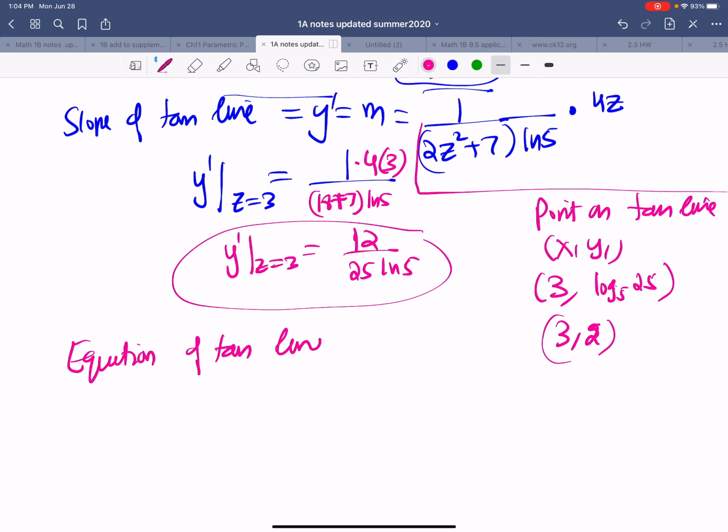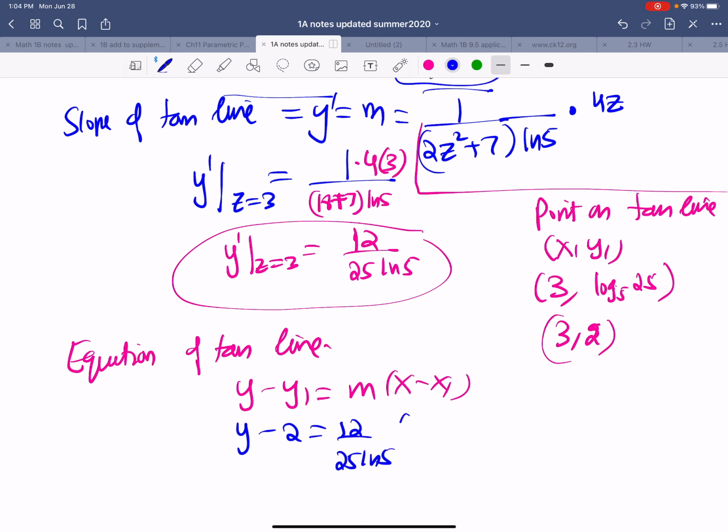To write equation of tangent line, we would use the point slope form. Y minus y1 is equal to m times x minus x1. From here, go ahead and isolate the y if you want the slope intercept form, or you can leave it in this form.